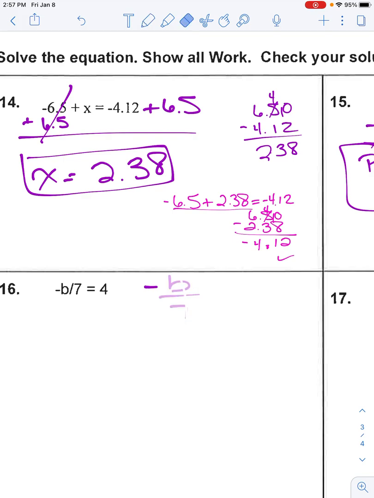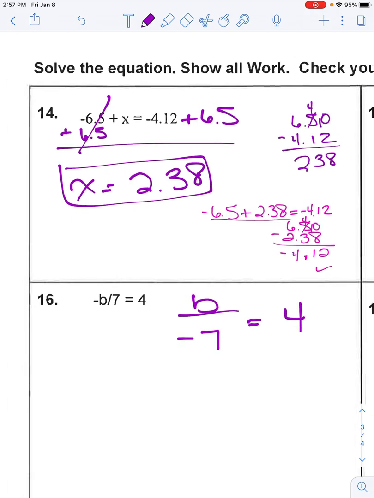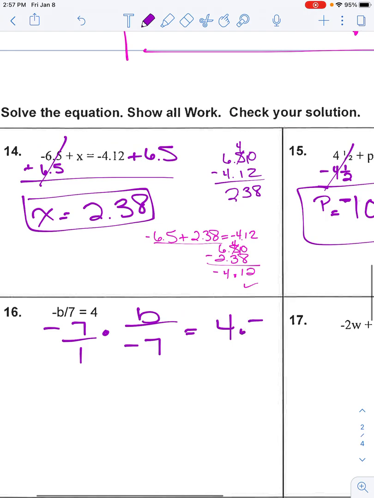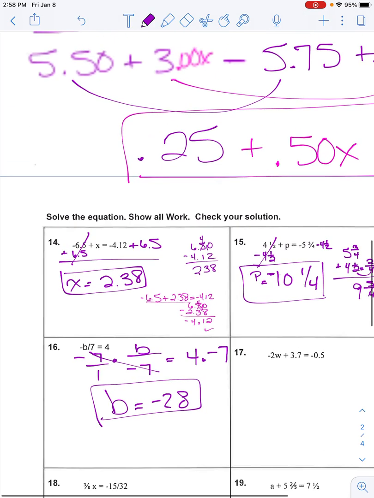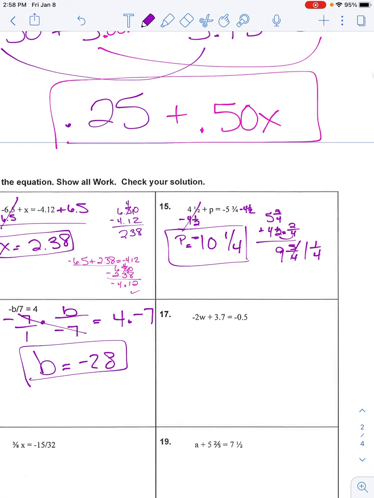16, instead of writing negative b over 7, remember we talked about this in class, I'm going to rewrite this so the negative is with the number and not the variable. Okay. So b over negative 7 equals 4. This is b divided by negative 7, so I'm going to multiply this side by negative 7, multiply this side by negative 7, leaving me with a positive variable. So b is negative 28.